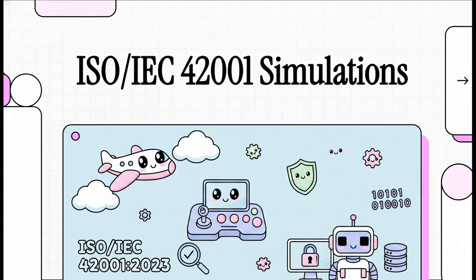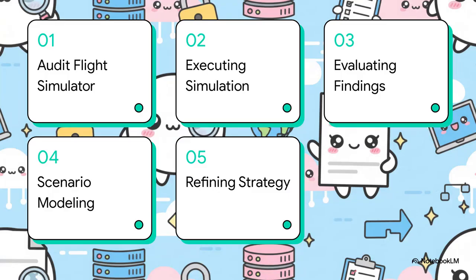As a lead auditor, think of this as your personal flight simulator. It's exactly how we build the crucial muscle memory required to assess high-stakes organizational systems entirely without the real-world risks. Okay, let's dive right into this mission briefing. We're going to cover the audit flight simulator, executing the simulation, evaluating non-conformities versus improvements, predictive scenario modeling, and finally, refining your audit strategy. Let's get to it.